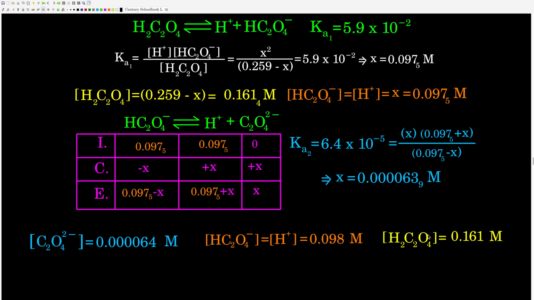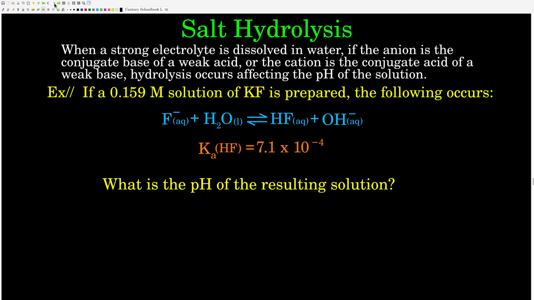And so if we wanted the pH, we just take the negative log base 10 of 0.098 or 0.0975. And there you go. All right, salt hydrolysis. This is cool stuff. So when you dissolve a strong electrolyte in water, so something that dissociates to a good extent, so it conducts a current and all that.